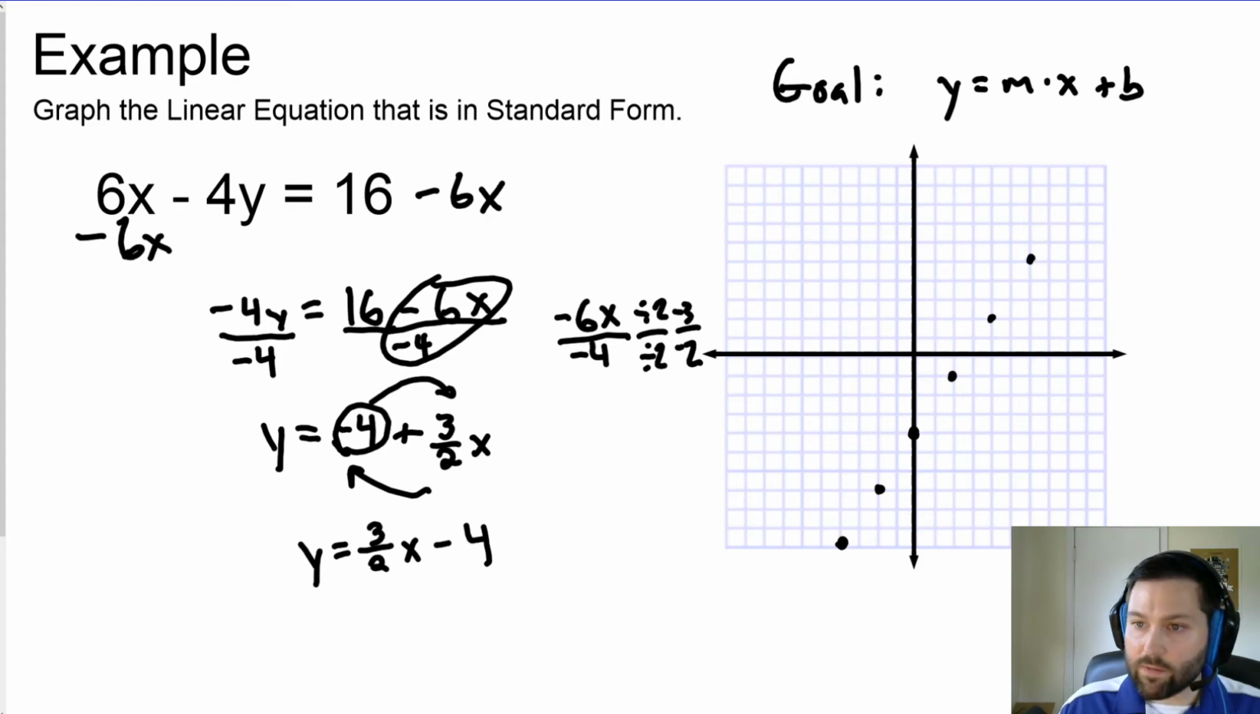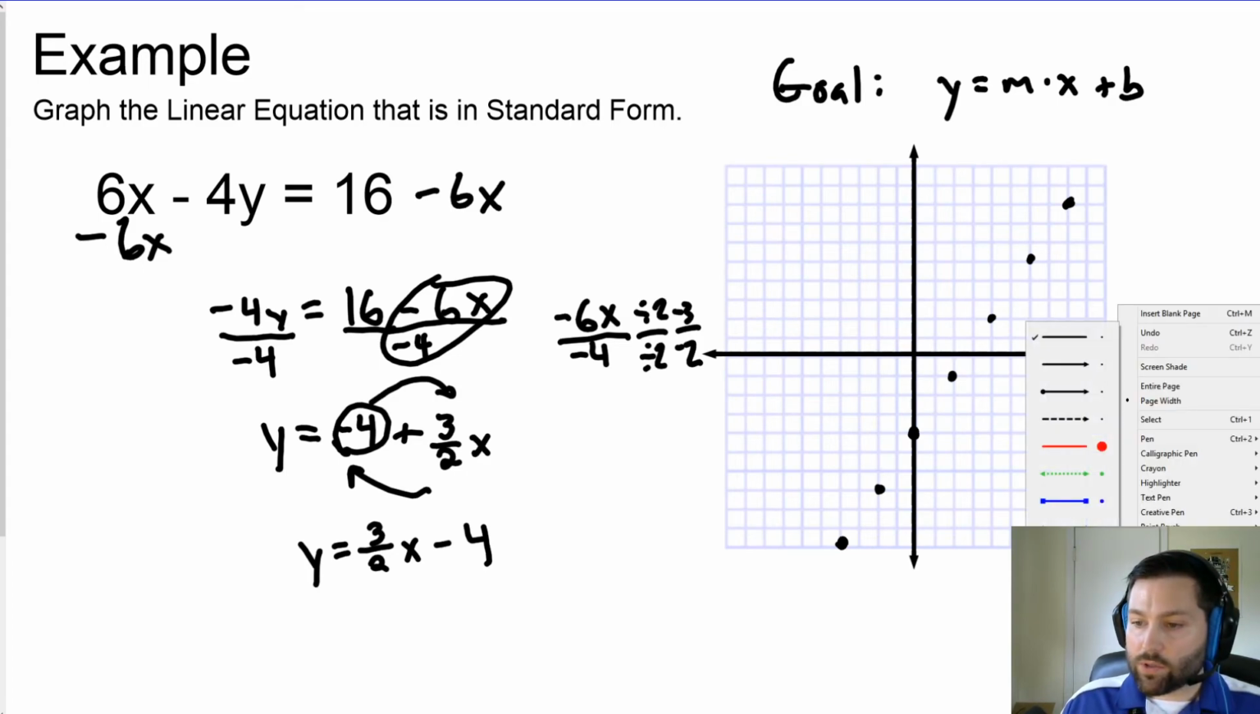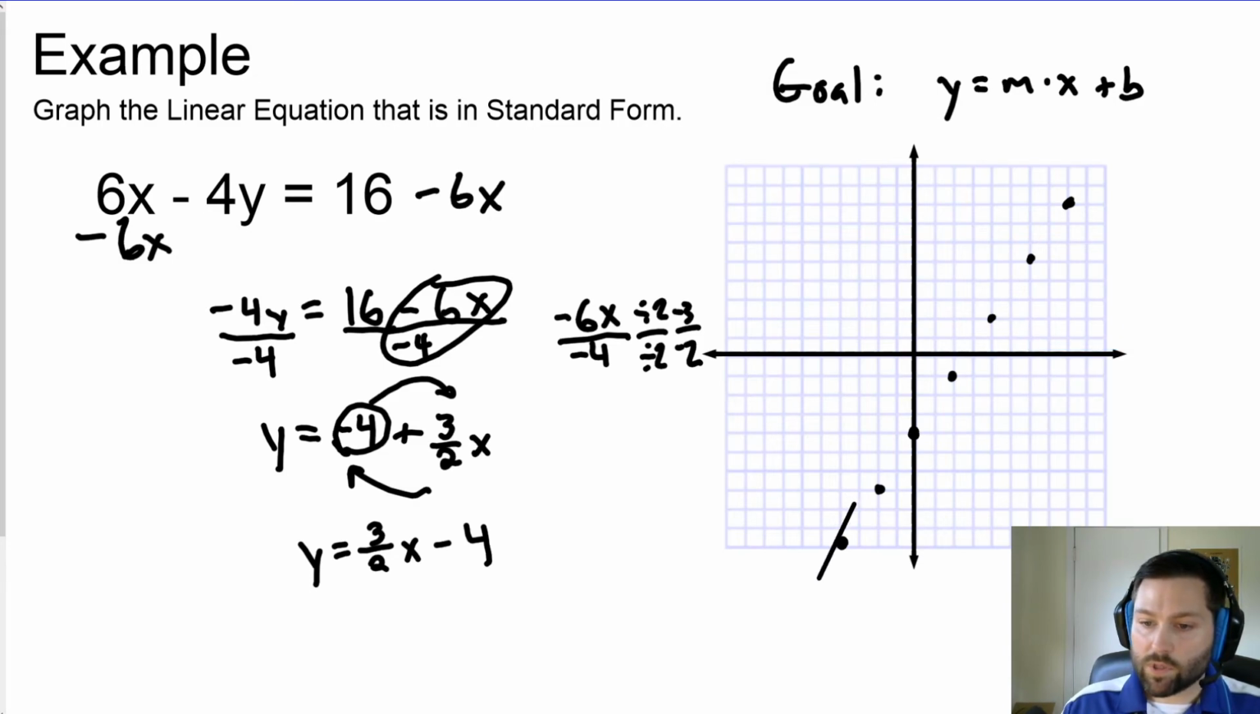6, 5. 8, 8. And the next one goes outside of our viewing window at 10 and 11. So since it's off of the viewing window, we're not going to try to graph it because we can't see it. So there's my line.